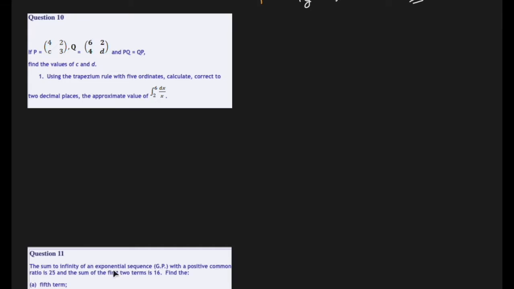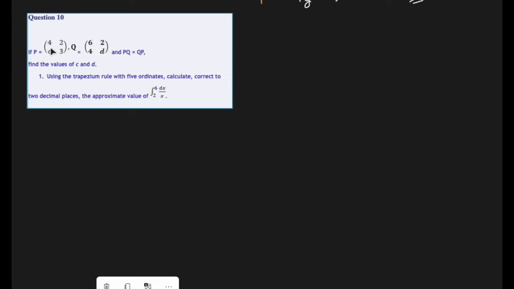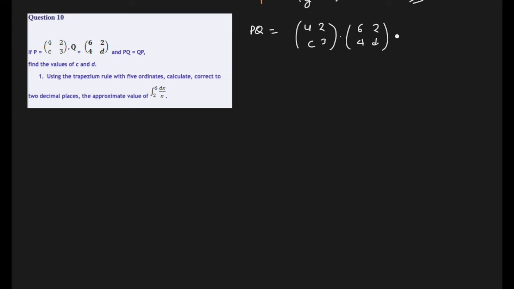Question number 10 says if P is a matrix [4 2; C 3] and Q is a matrix [6 2; 4 D] and PQ is equal to QP, find C and D. Alright, so we can write PQ first. So P will be [4 2; C 3] multiplied by Q [6 2; 4 D]. So what does this give us?